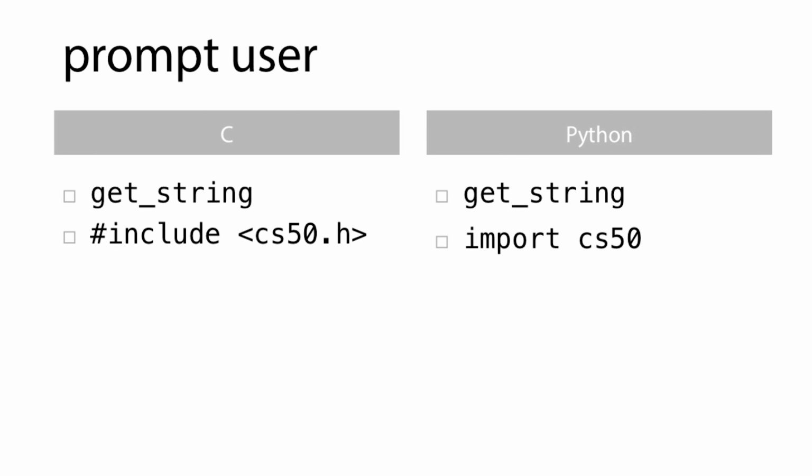So the next step is to get the plaintext. In C, we provided you within the CS50 library the get_string function. Similarly, we also provide you with the get_string function in Python. You just have to import the CS50 module. In this problem, we'll want to prompt the user for their plaintext, and we'll also want to print back their ciphertext. We'll use the print function for this.